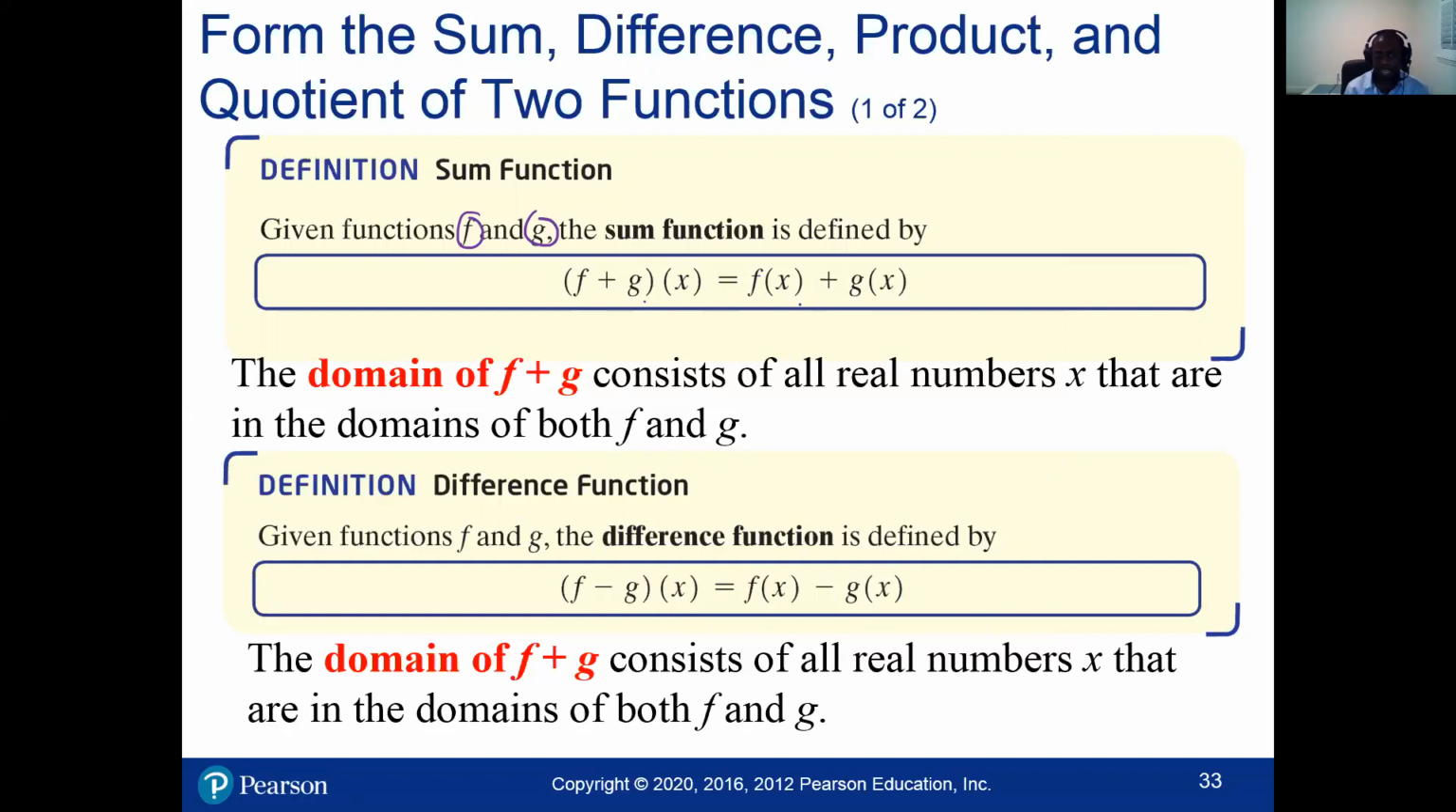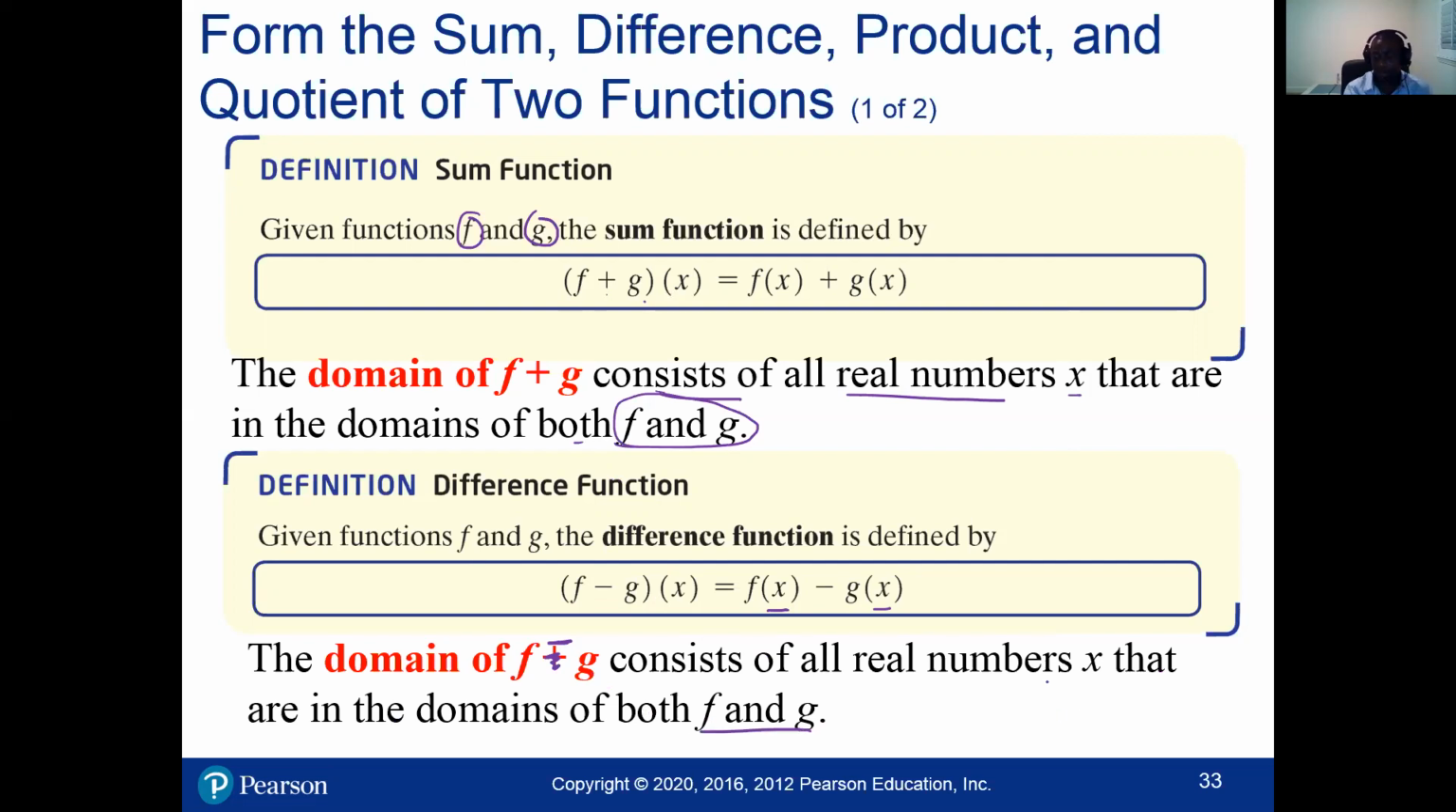Now, what's the domain of that? The domain of f plus g consists of all real numbers x such that x is in the domain of both of the two functions. The difference: change the plus to minus, you have f of x minus g of x. It has the same domain, only this is minus. So the domain of f minus g consists of all real numbers x that are in the domains of both f and g.